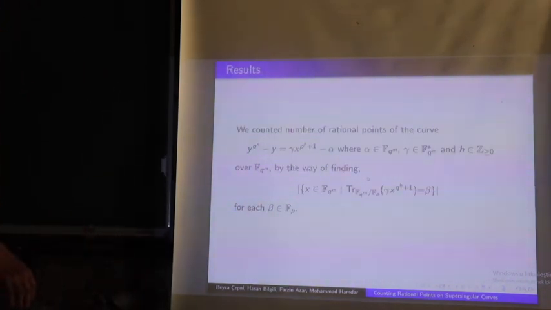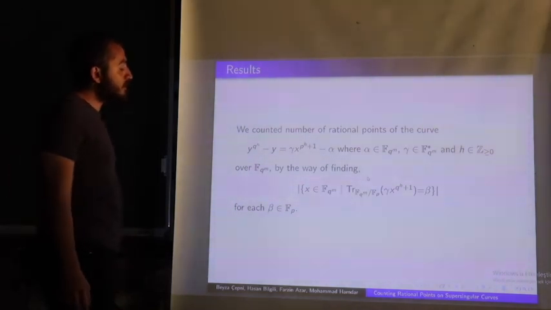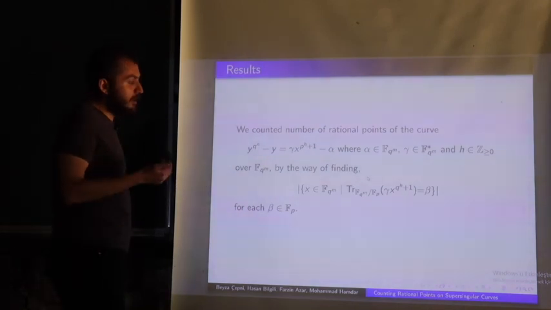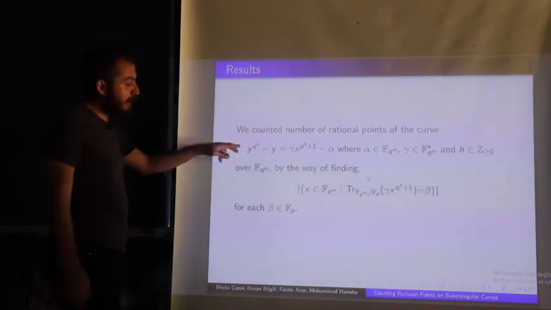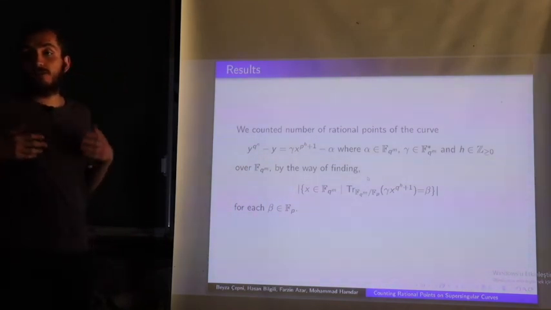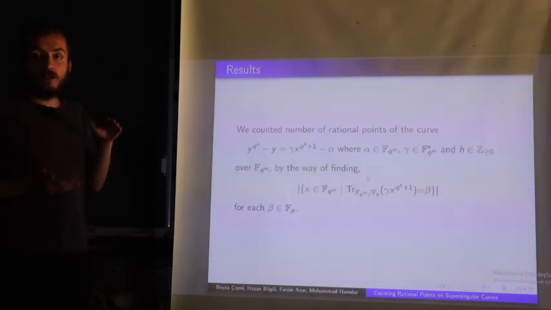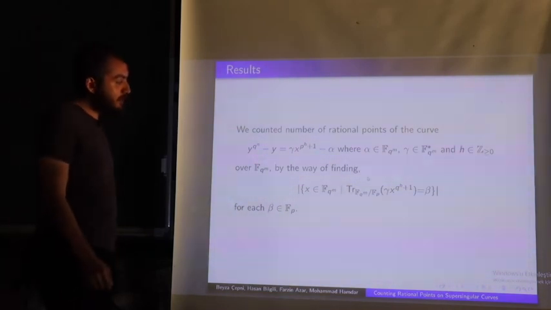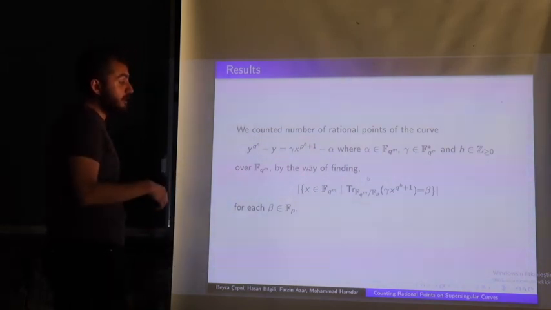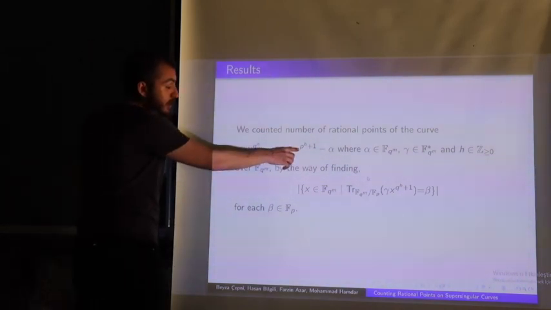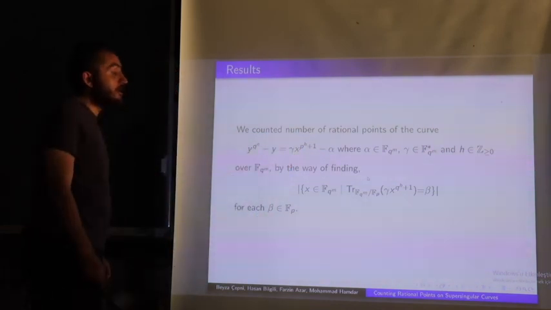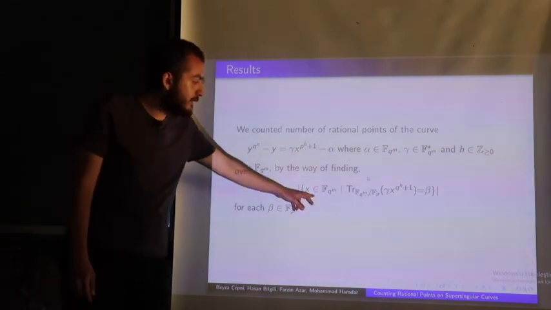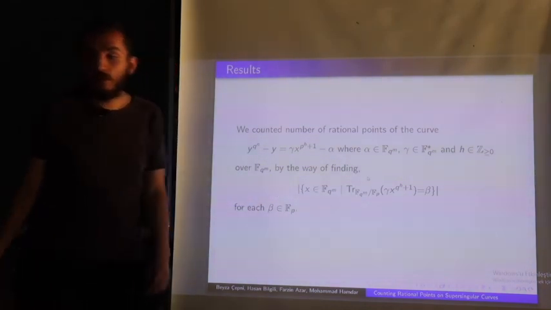Now, our result is counting the number of the rational points of the curve as stated in here. Actually, some articles have done it, but it has a lot of cases. But we reduced it to a short proof. Also, in these articles, we have q instead of p. And we did it by finding the cardinality of that set for each beta.